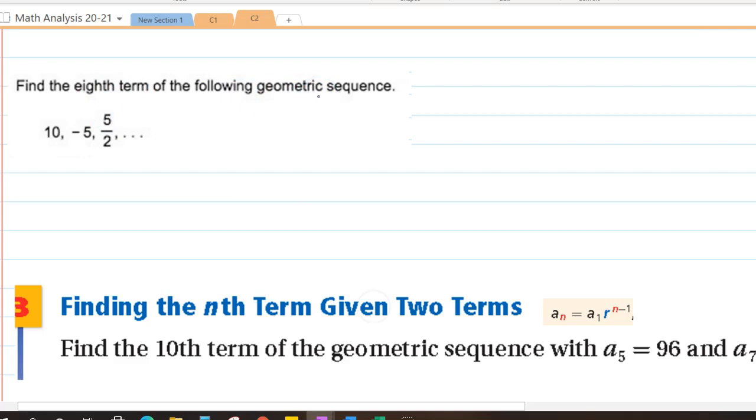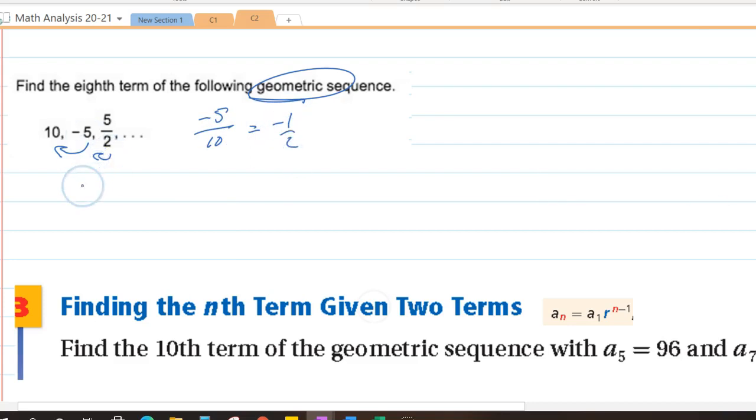So first we need to find the common ratio. We already know it's geometric, so we know it's going to be a ratio. What's negative 5 divided by 10? Negative 5 divided by 10 is equal to negative 1/2. Do it again.